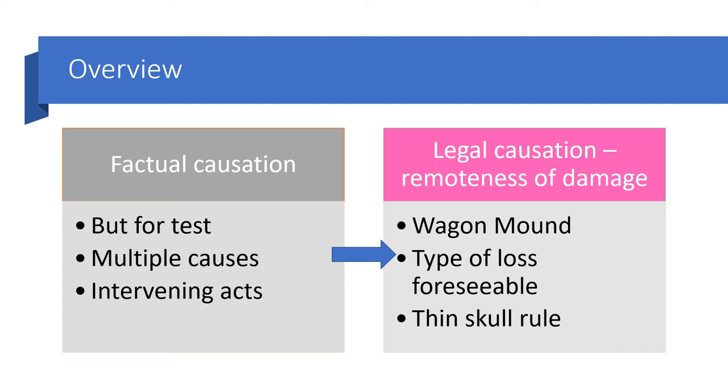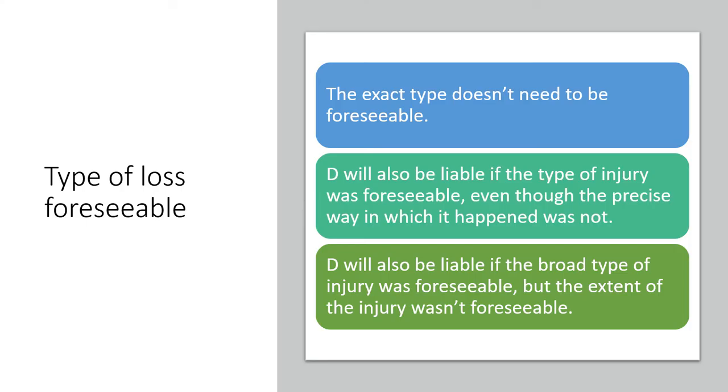So once we've established the injury is foreseeable, then they'll be liable. But if it's not, they won't. We need to consider, was the type of loss foreseeable? So the exact type does not need to be foreseeable. As long as it's within the broad range of consequences, then that's going to be foreseeable. So the defendant will be liable if the type of injury is foreseeable, even if the precise way in which it happened was not. So again, we're going to look at Hughes v Lord Advocate to illustrate that.